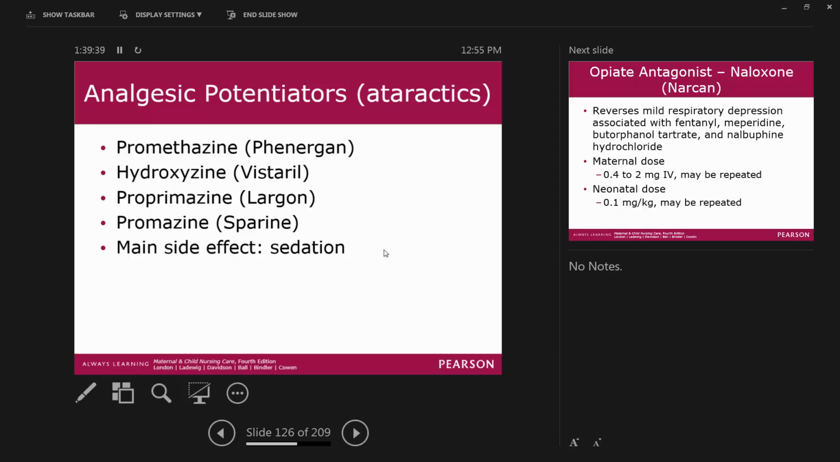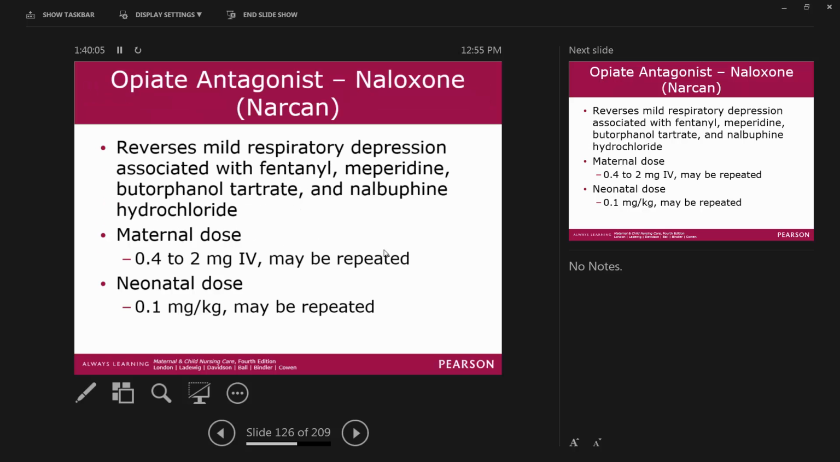Other things that we can give during labor to help potentiate those narcotics. Phenergan is a big one. Vistaril, I've never seen these other two given. But they cause sedation, and I guess a narcotic does too. But their main use is to potentiate or to improve or increase the level of effectiveness of the narcotic we gave. Okay? That is their main purpose.